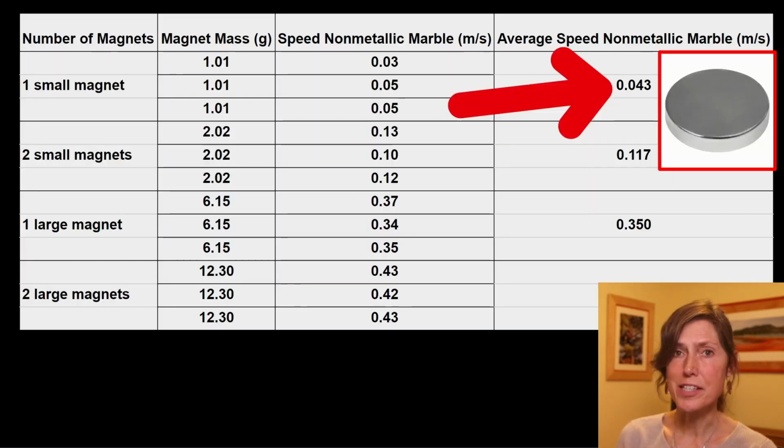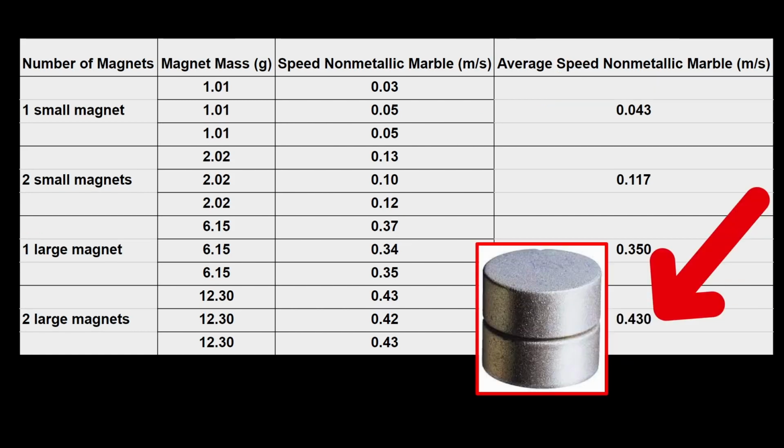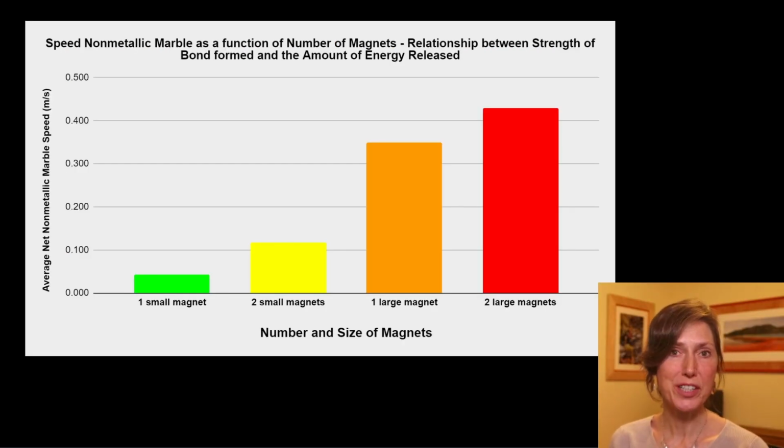And this data in table form nicely shows you that by using only 1 small magnet, the non-metallic marble leaves the system at a relatively low speed, in this case 0.043 meters per second. Whereas when using 2 much larger magnets, you see that the non-metallic marble leaves the system at a much greater speed, in this case 0.430 meters per second. Let's put this into a bar diagram.